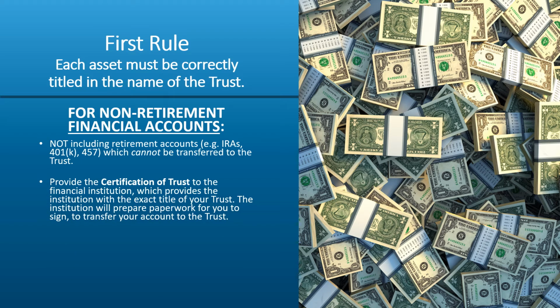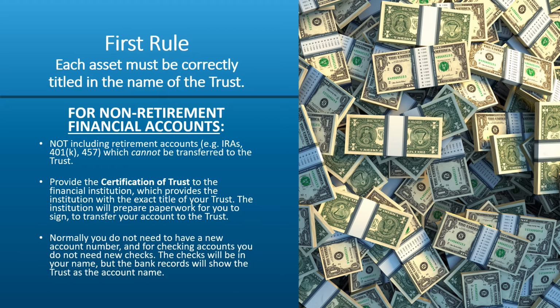For your non-retirement financial accounts, provide the certification of trust to the financial institution so that they will have the exact title of your trust. And then the institution will prepare paperwork for you to sign to transfer your account to the trust. Normally, you don't need to have a new account number, and for checking accounts, you don't typically need new checks. The checks will still be in your name, but the bank records will show the trust as the account name.